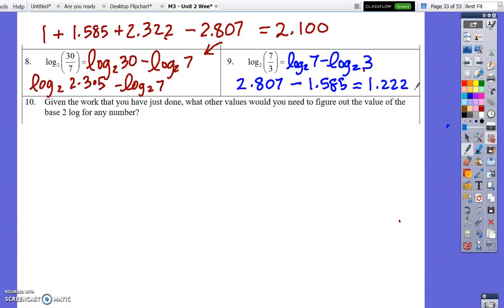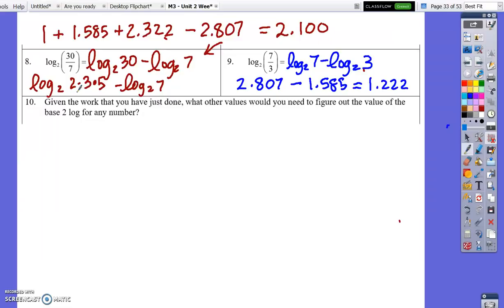Given the work we've just done, what do we need to know? We actually need to know every single prime number. Because basically what we're doing here with 30 specifically is we're factoring it into primes. And as long as we have all the 2's, we've got all the 2's we need, and so we just need every prime number, which is a very frustrating potential.